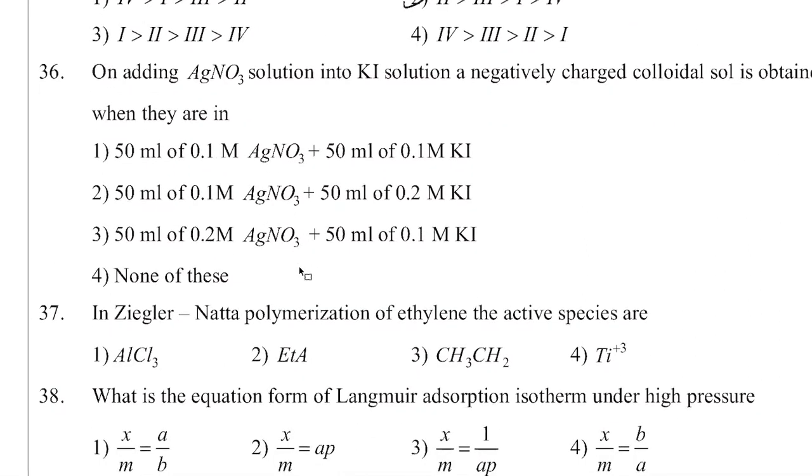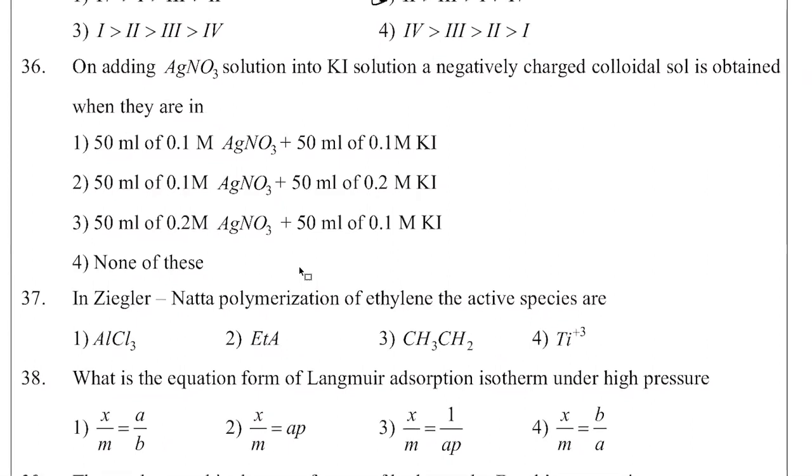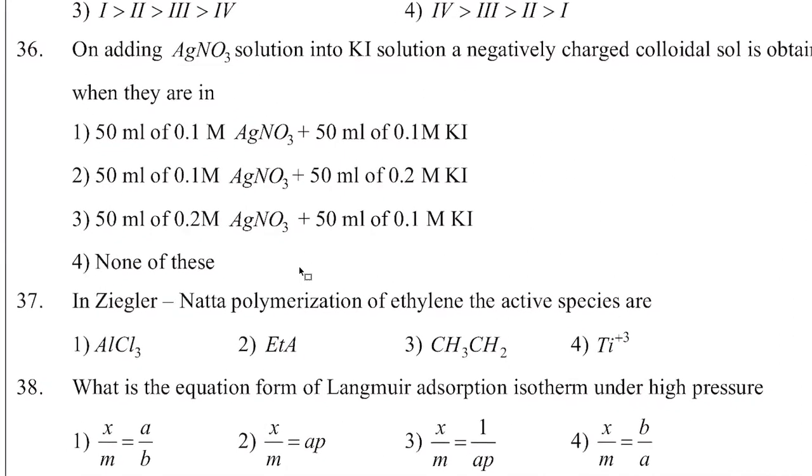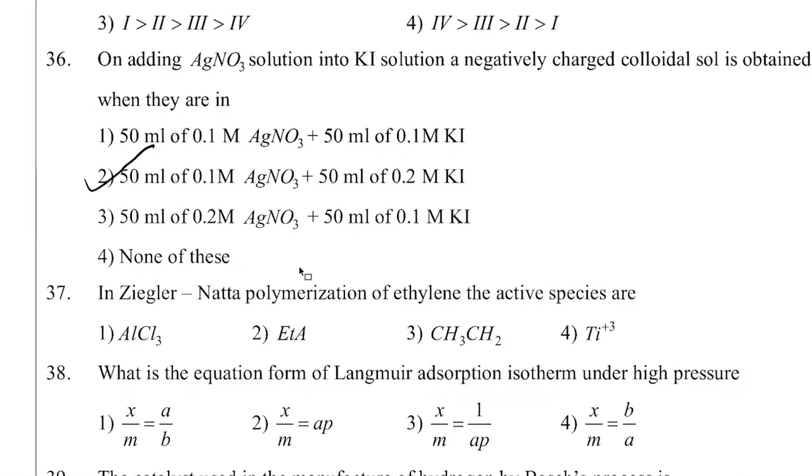Next, on addition of AgNO3 to KI, a negatively charged colloidal sol is obtained when it is. We just check out the excess here. If it is negatively charged, I minus has to be the surrounding ion with it. So if you see 50 into 0.1, 50 into 0.1, they are equal. 50 into 0.1, 50 into 0.2. So we can clearly make out that this is more.